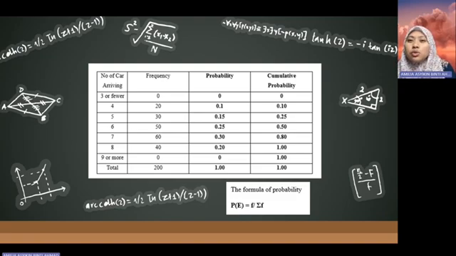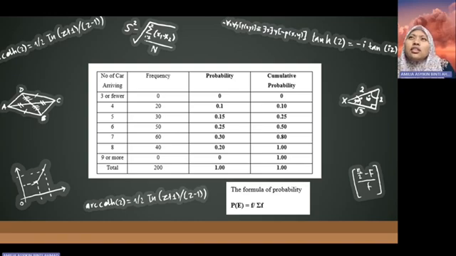To make sure our probability is correct, after we add all the numbers in the probability column, we will get 1.00. So it's shown in our table that our probability is correct, because the total after we add all the amounts is 1.00. Now I will continue to explain how to calculate the cumulative probability distribution.